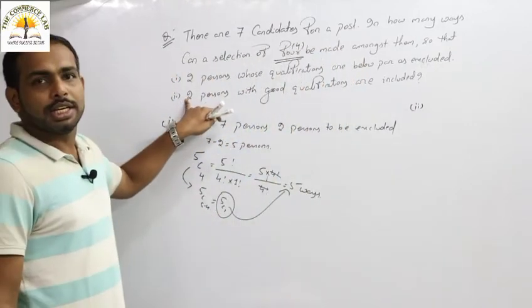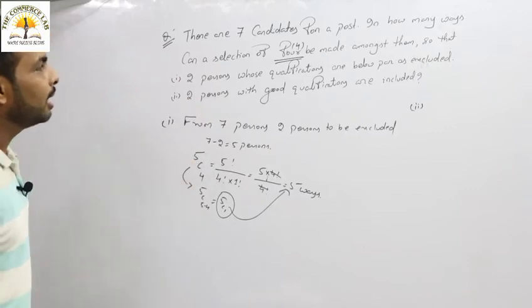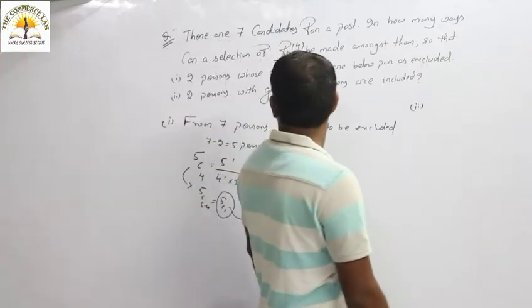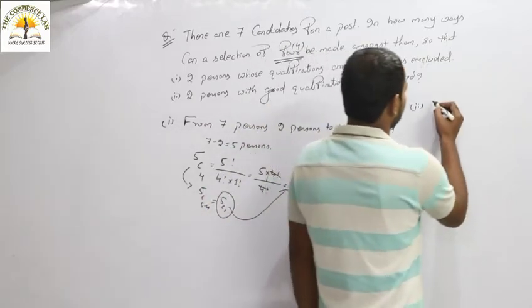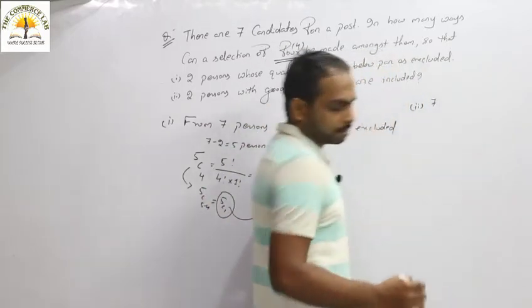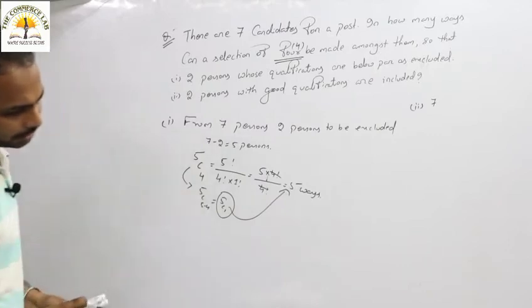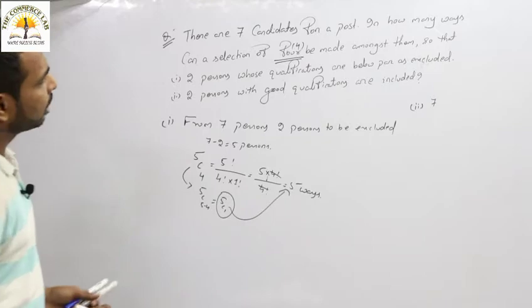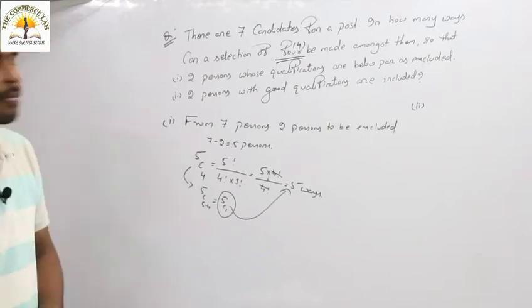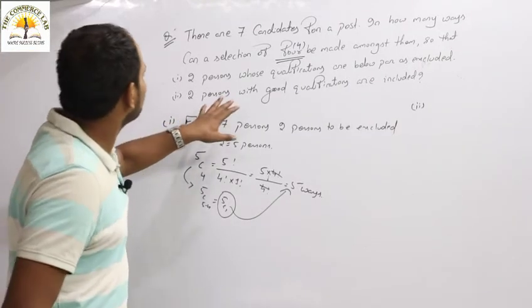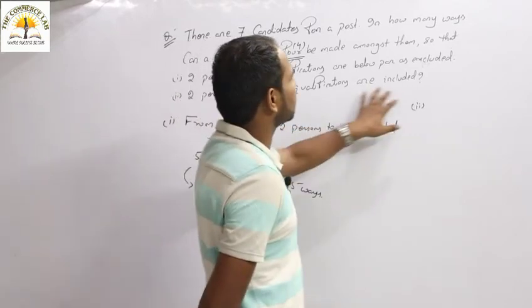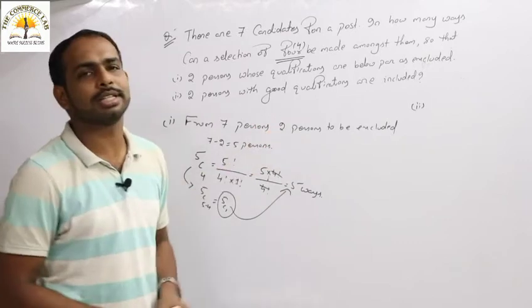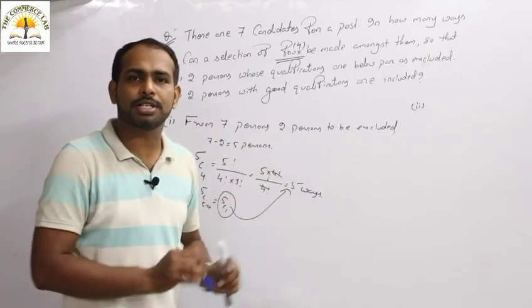Two persons with good qualifications are included. That means from the seven, two persons are included. Then the second part is two persons with good qualifications are included. That means two persons are already fixed.